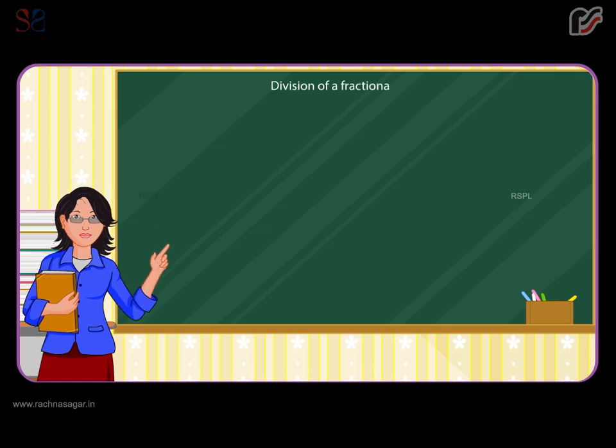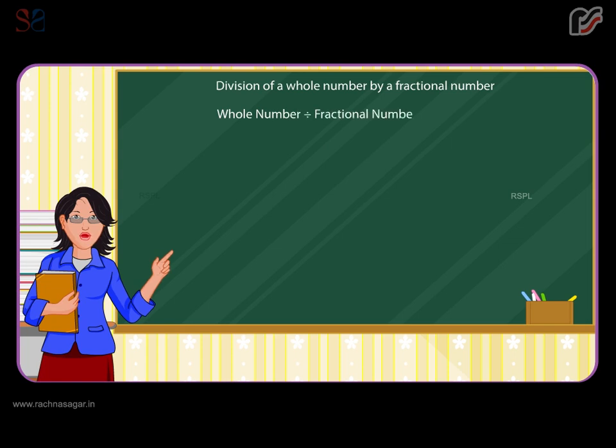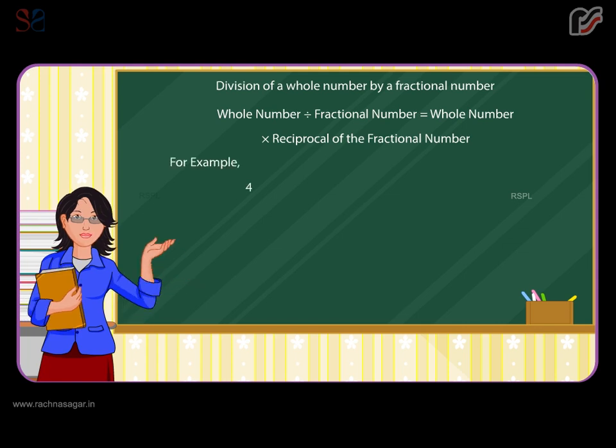Division of a fractional number by a fractional number. For example, 1/3 divided by 2/5 is equal to 1/3 multiplied by 5/2, which is equal to 5/6. Division of a whole number by a fractional number. Whole number divided by fractional number is equal to whole number multiplied by the reciprocal of the fractional number. For example, 4 divided by 1/3 is equal to 4 multiplied by 3, which is equal to 12.